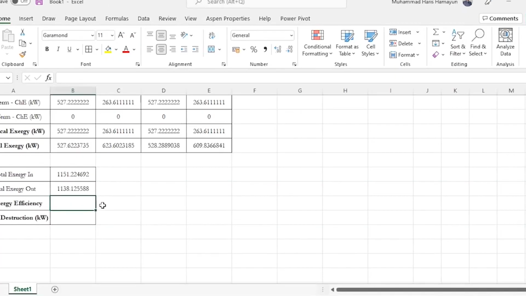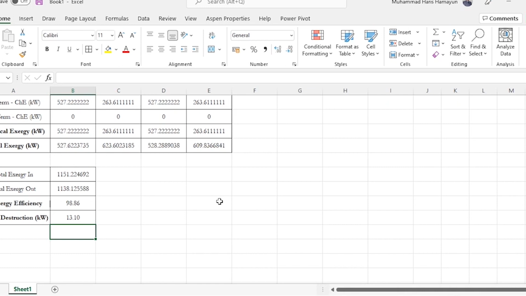So the formula is equal to total exergy out divided by total exergy in multiplied by 100. That will give an answer of 98.86%. So we have 98.86% exergy efficiency of the heat exchanger in the current state while it is operating, and the exergy destruction is total exergy in minus total exergy out. So there is a work loss or exergy destruction of 13.1 kilowatt while operating this heat exchanger. And this is how the exergy efficiencies and exergy destructions are calculated in the system.